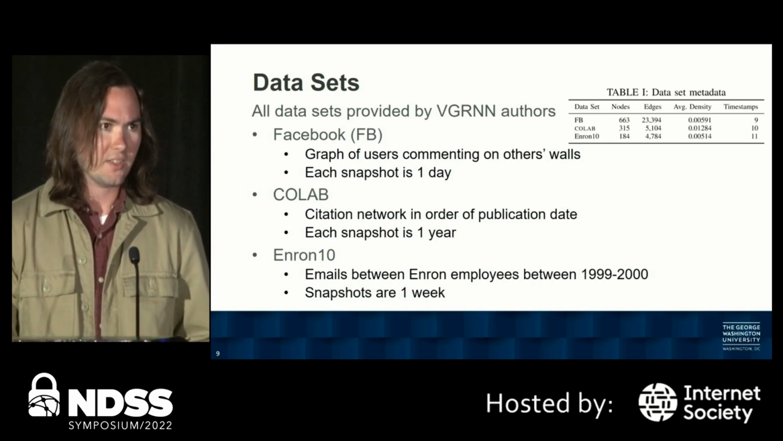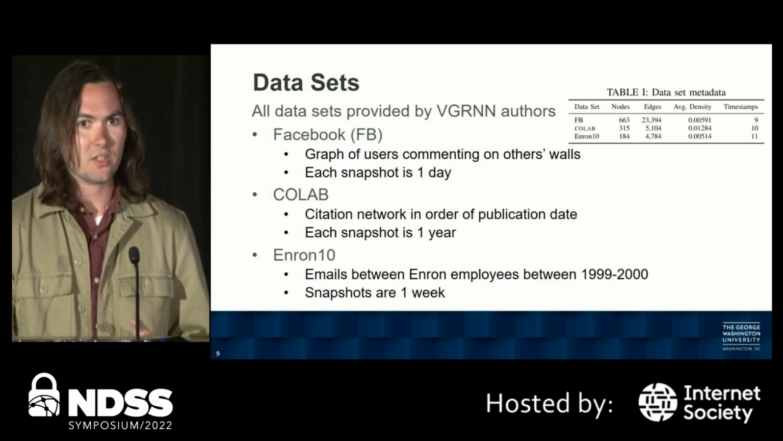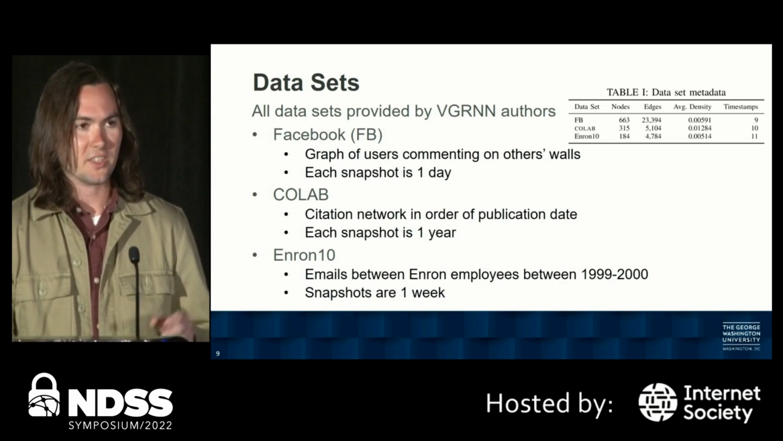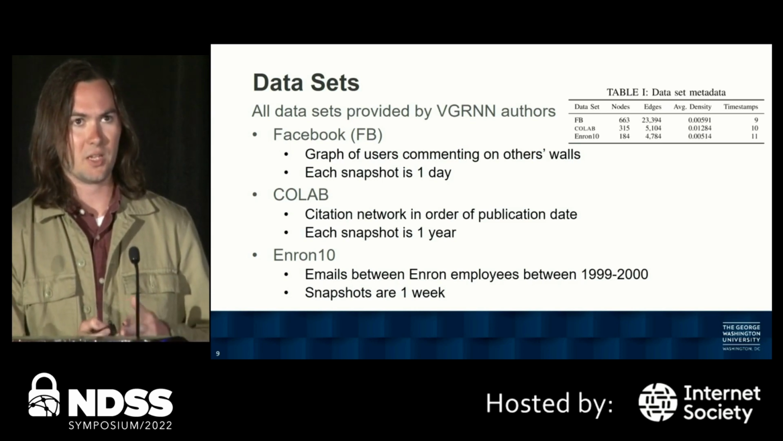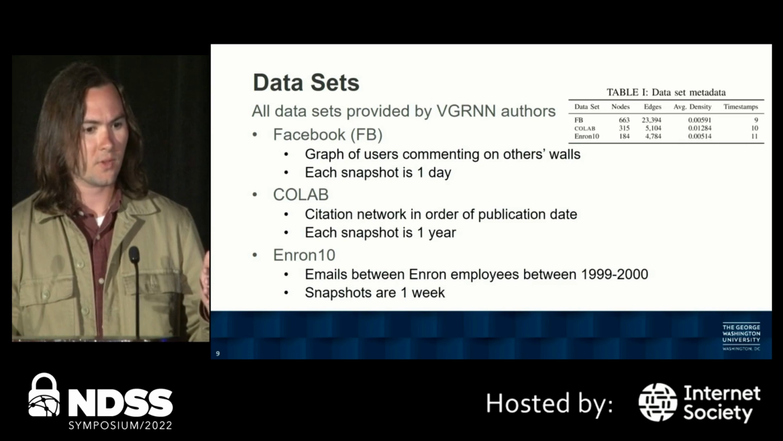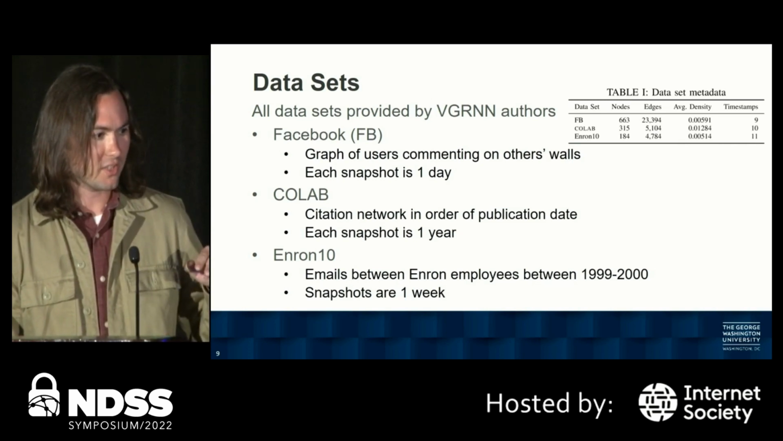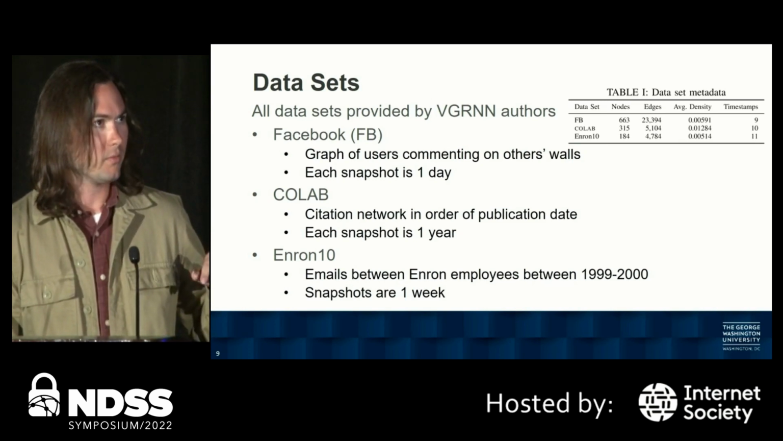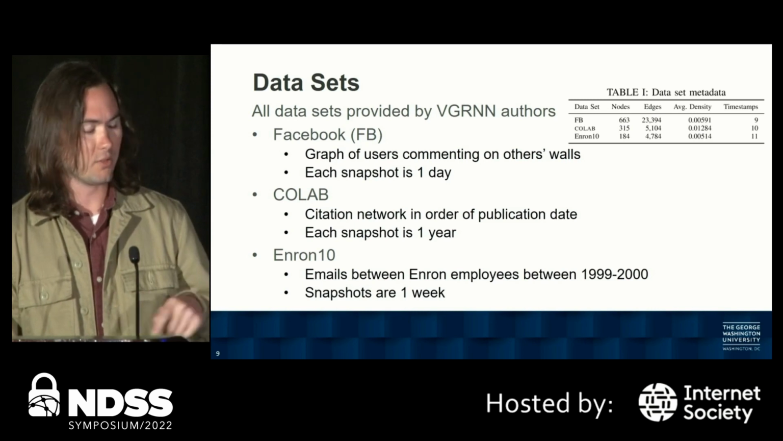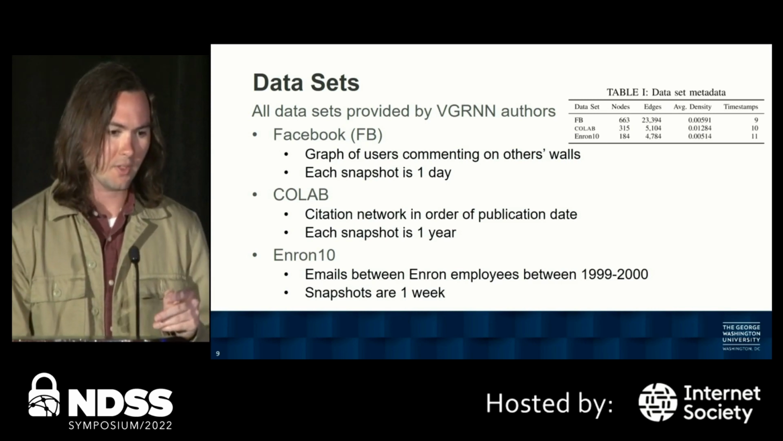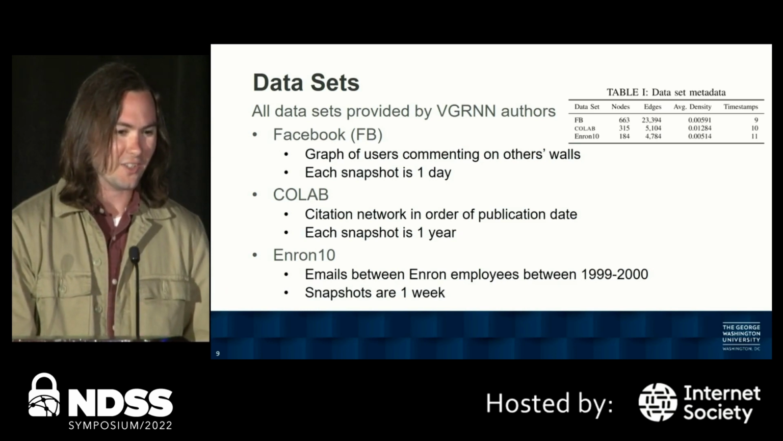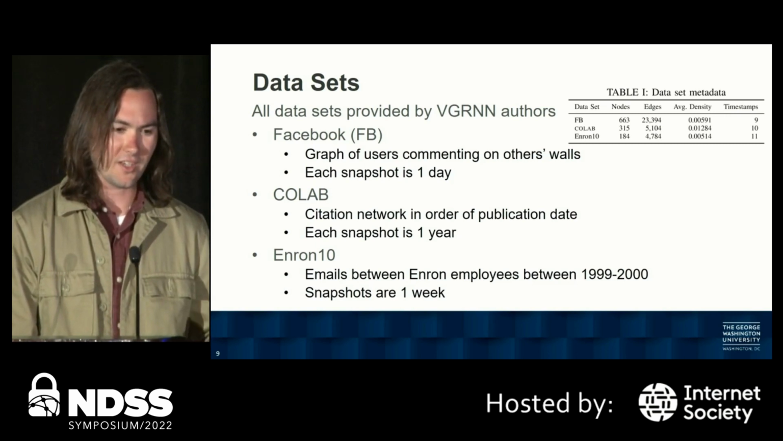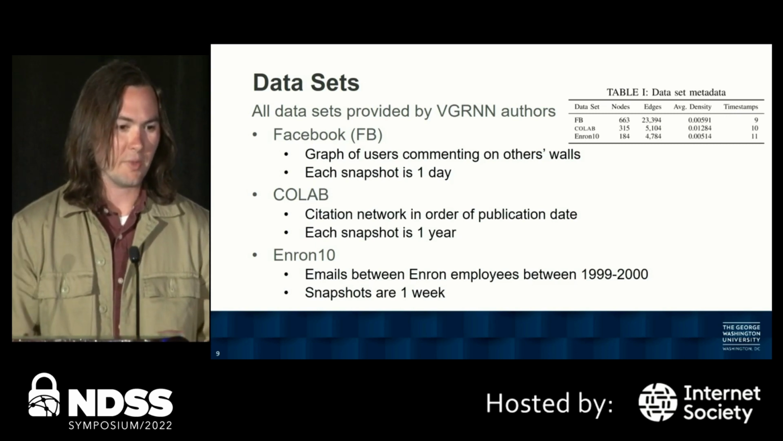The Colab dataset is not really something that people traditionally think of as a temporal graph, but it's a citation network of papers, and each snapshot is the papers in a year that have cited each other. This one's kind of interesting because it's only moving forward in time. It almost creates a tree, but there are some cycles in it. And finally, there's the Enron 10 dataset, which are emails between employees at Enron in its final days over the course of 10 weeks, who's emailing whom.